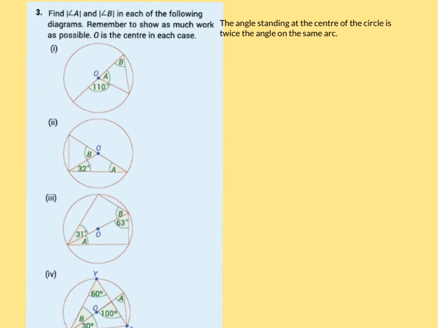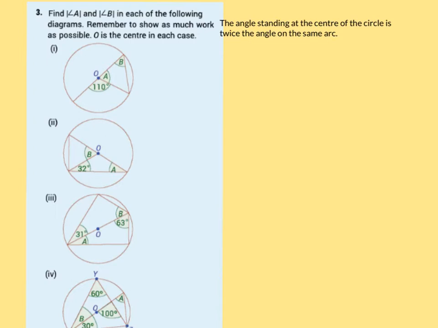Okay, sorry. Thanks, Ernestus. So the angle standing at the centre of the circle is twice the angle on the same arc. That's something that will see you through all possible questions, as opposed to something as narrow as the diameter and a 90-degree angle.